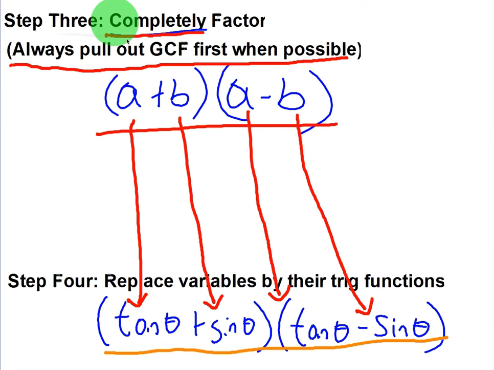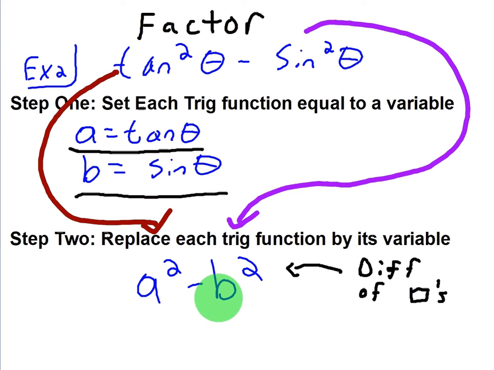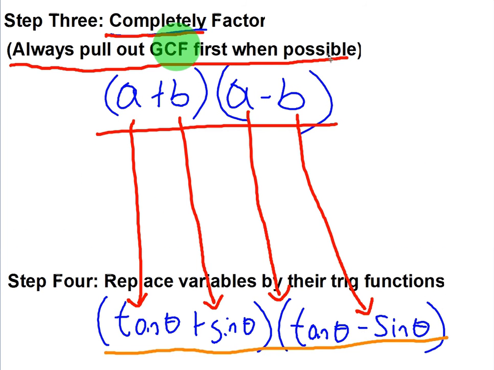Step 3 is going to completely factor and always pull out a GCF when possible. Now, there is no GCF here, but like I said, this is easily recognizable as the difference of squares. It's basically a formula. We know this is going to factor to A plus B, A minus B, so it's something you need to know. And again, if you don't recall that, go back and watch the lesson on factoring difference of squares. It's very simple. So now we have A plus B, A minus B, and that's completely factored. There's nothing else we can do with this.